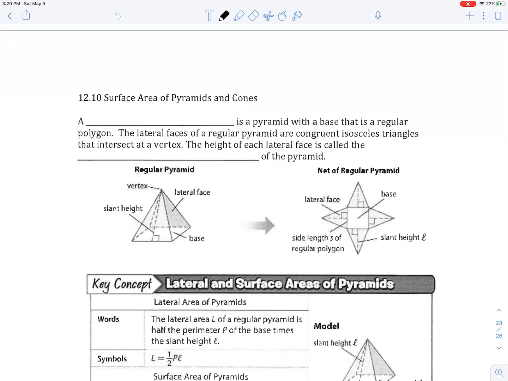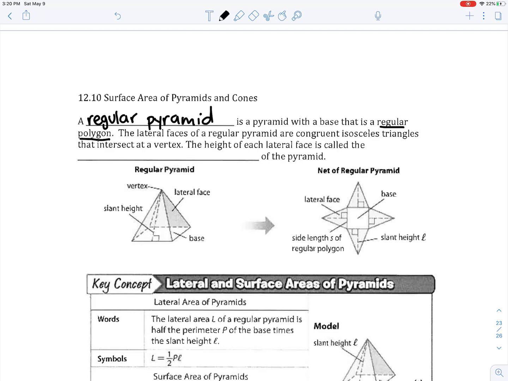This is section 12.10, surface area of pyramids and cones. A regular pyramid is a pyramid with a base that is a regular polygon. A regular polygon means all the sides and all the angles are congruent.